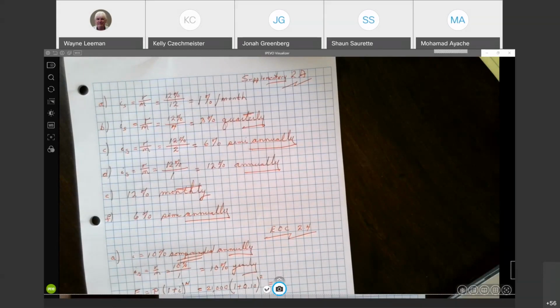So if we do the arithmetic on this, you should end up with $25,410. So after 2 years at 10%, 21,000 even becomes $25,410. So you have a gain there of $4,410, but we're not asked for that.